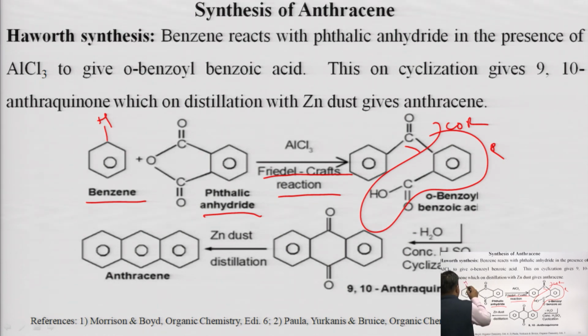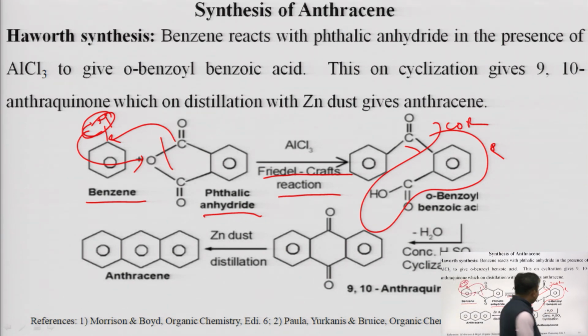So again this bond will be broken, this bond will be broken. After that, this carbon will attack on that carbon. The hydrogen will come out, and this will be added to this oxygen. Because of that, we are getting ortho-benzoyl benzoic acid.